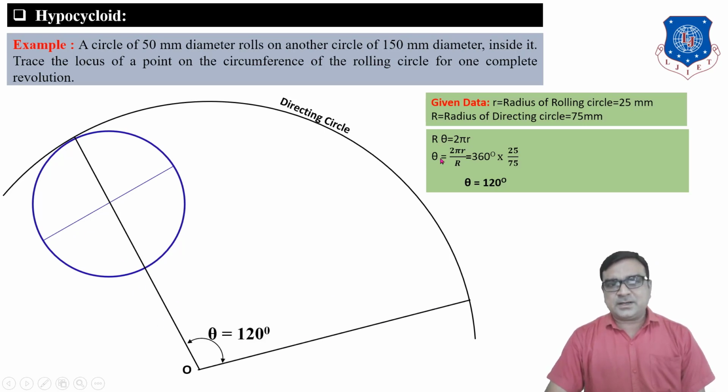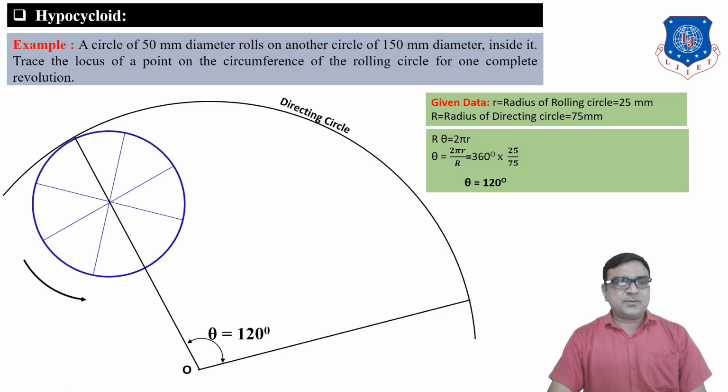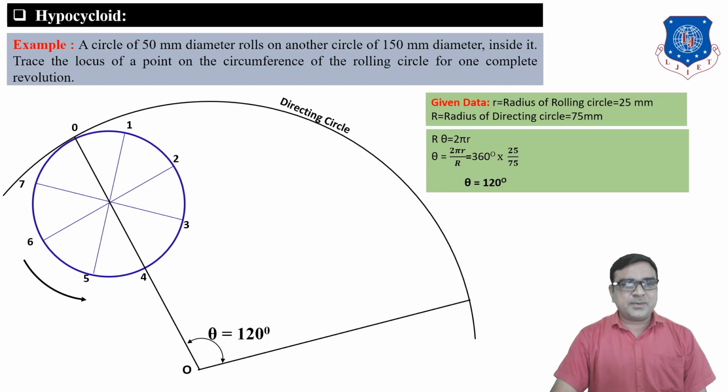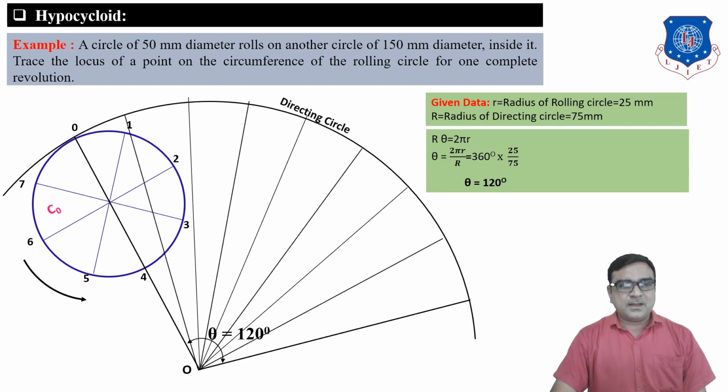Also calculate the theta angle for one rotation. This angle theta is 360 degree multiplied by radius of rolling circle divided by radius of directing circle. So 120 degree. Now divide the circle into 8 number of parts. Here we want to rotate anti-clockwise, so numbering will be clockwise. Now divide 120 degree angle into 8 number of angles.